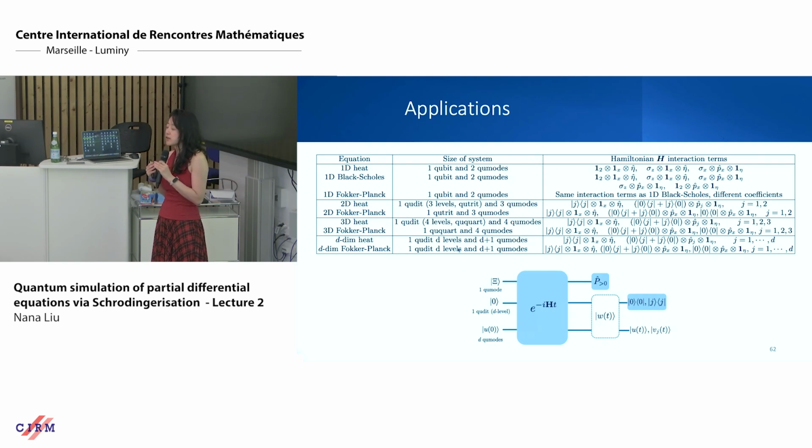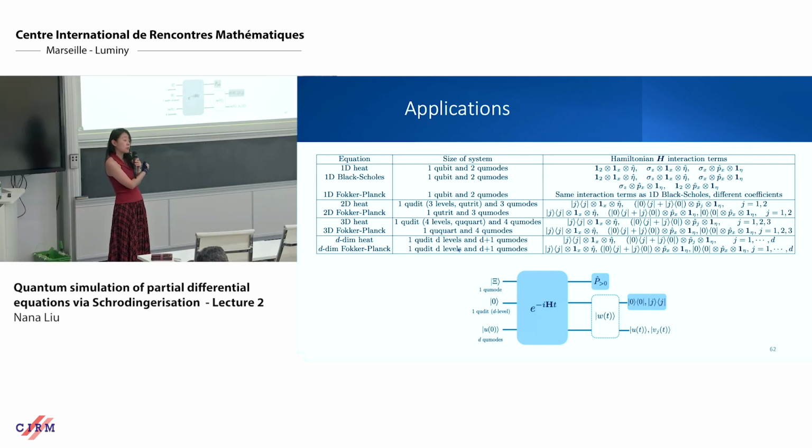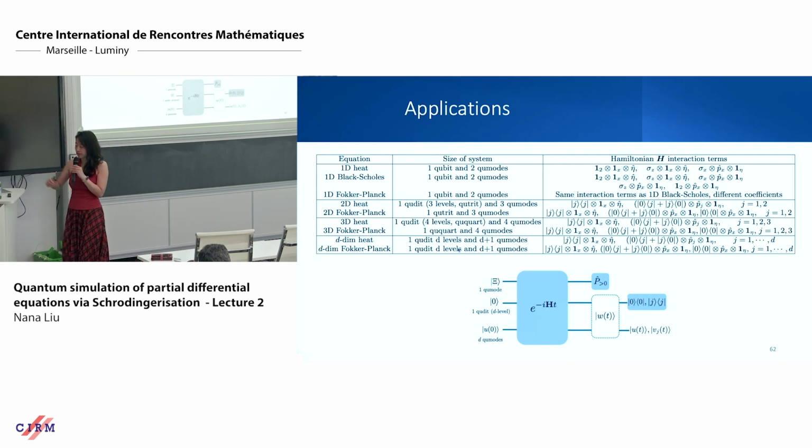Then you can actually see these types of interactions are very suitable when you have atomic systems with a lot of higher levels, especially if you want to go super high. So things like Rydberg atoms, you can get up to 80 levels. So if you can control that well, just on a single atom, then you can in principle simulate 80-dimensional PDEs of these forms.